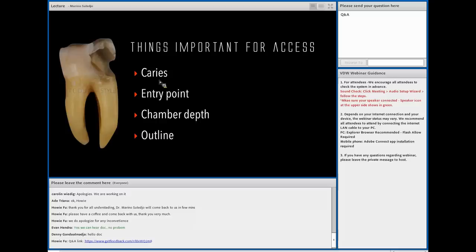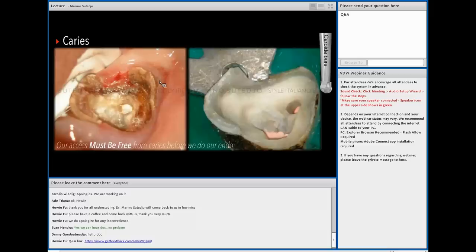And if we're still talking about the access cavity, there are some important messages that I would like to share with you. There are four important things that we need to underline if we want to create our access cavity. First, how about the caries? Second, where is the entry point we should start? And usually the chamber depth is always a problem. And last but not least, how we can create our outline.